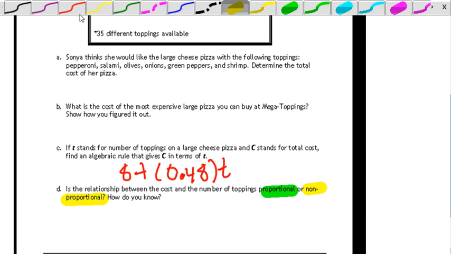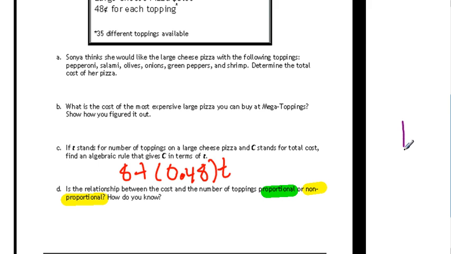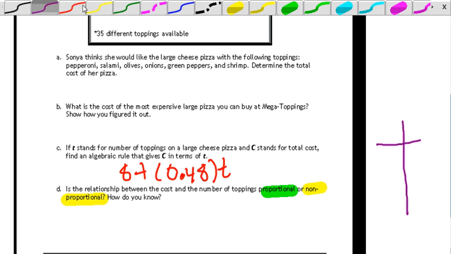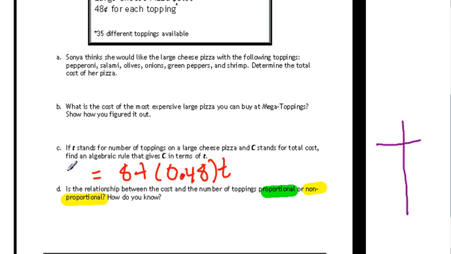Well, we need to figure out if it starts at 0. So let's make a chart with the letter C and the letter T. So if T is 0, what would C be? Right now, I want you to try to figure out what would happen if we inputted a 0 for the t. What would our cost be?